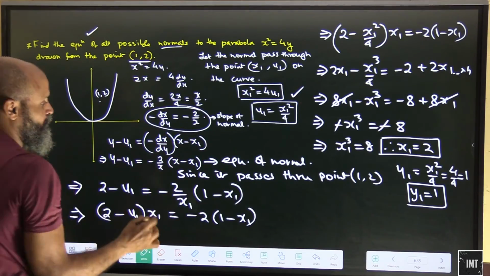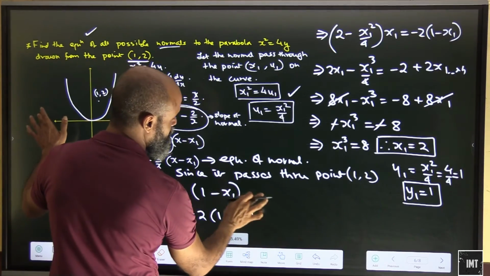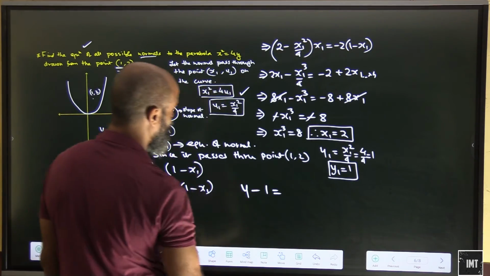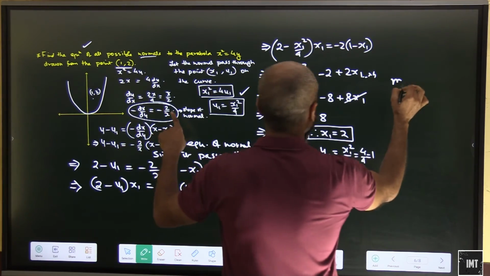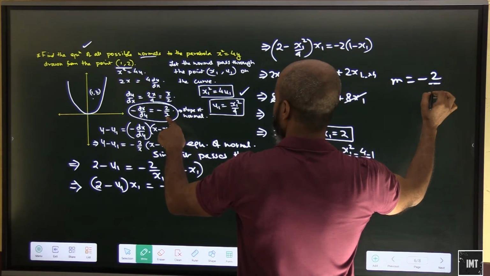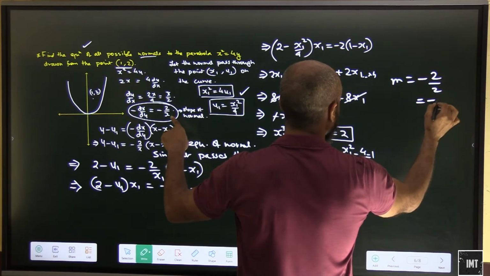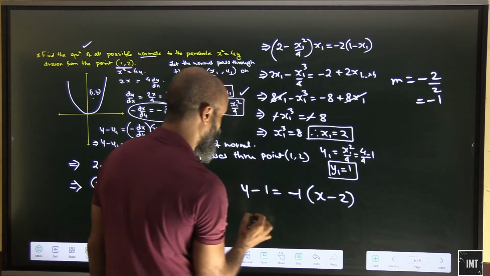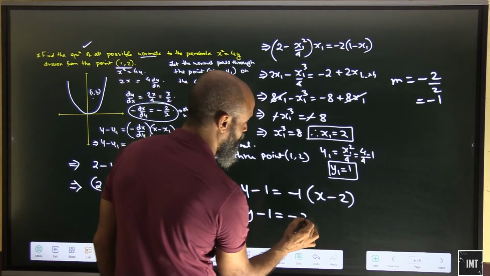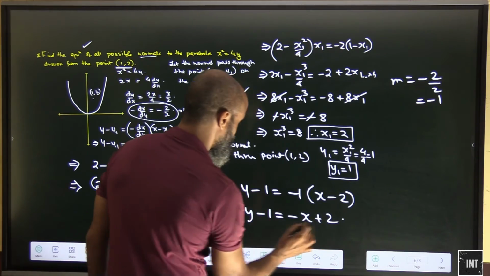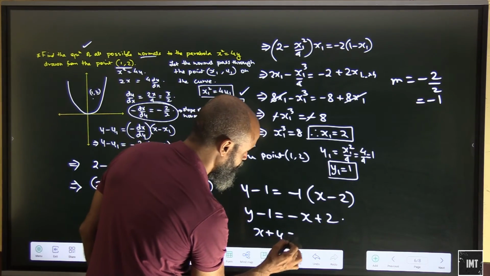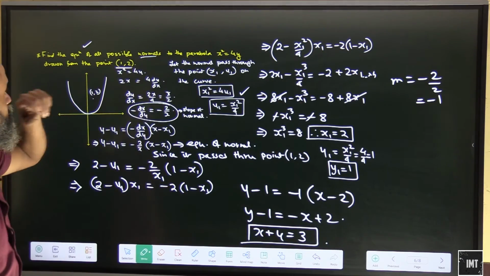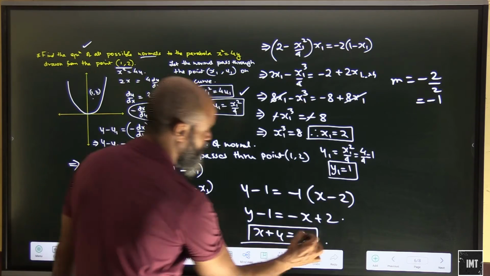Now we have to find out the equation. Equation will be how much? Y minus y1 is equal to m, that is slope of the line, which is minus 2 by x1. Minus 2 by x1 is minus 2 by 2, that is minus 1. Minus 1 into x minus x1. x1 has a value of 2. So y minus 1 is equal to minus x plus 2. So that will be x plus y is equal to 2 plus 1, 3. This will be the equation of the normal.